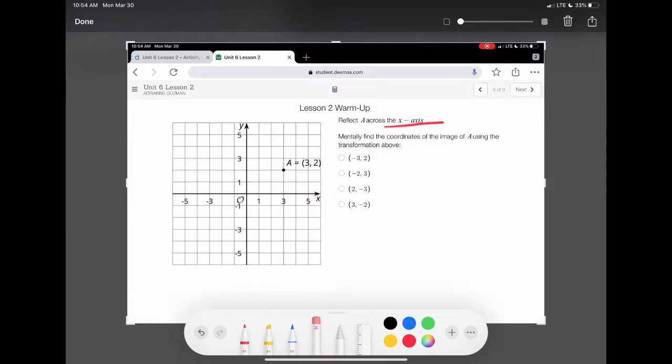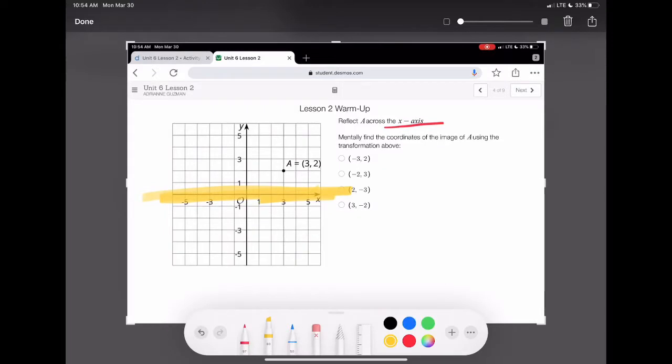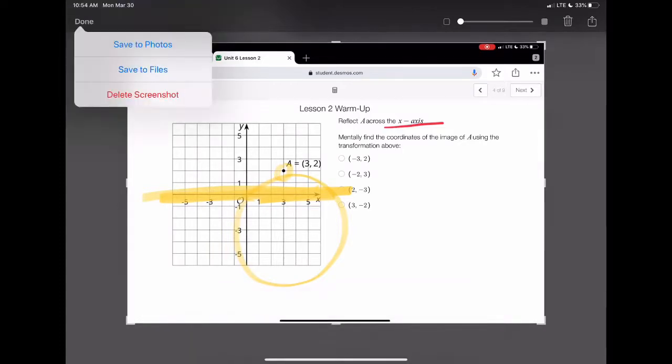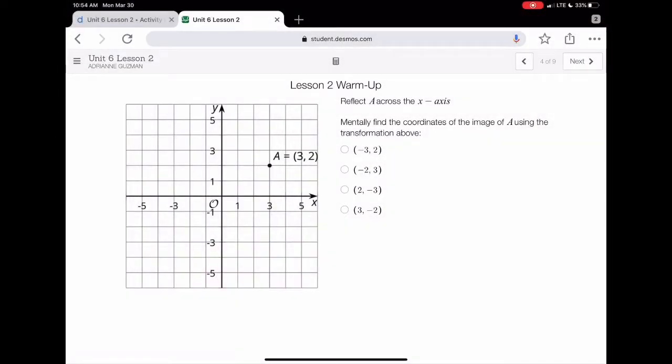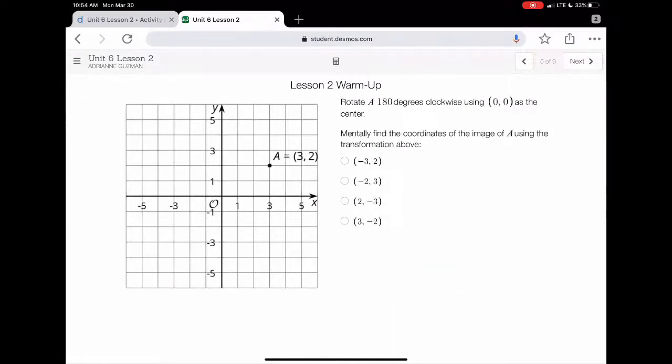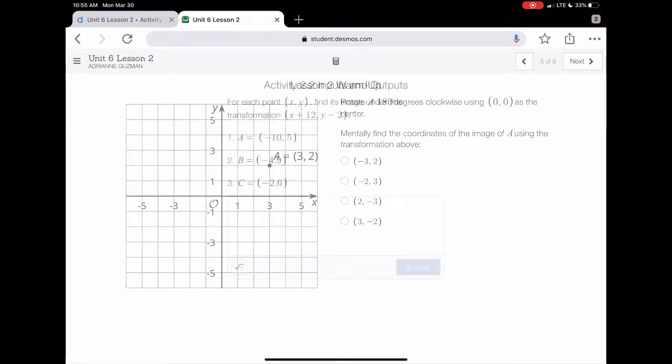Your x-axis is right here, right? So you need to reflect this point and it's going to land over here somewhere. But you figure that out and you tell me where do you think you're going to end up and at what coordinate point. The last part of the warm-up is to rotate 180 degrees clockwise using 0, 0 as the center. So you decide, where do you think this point is going to land? All right, at this point is a good place to pause me and pick up on the next activity when you're done with your warm-up.